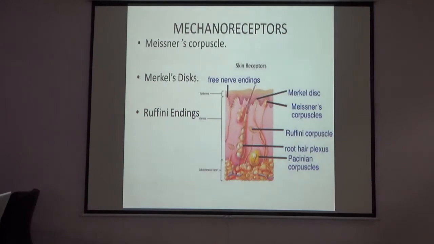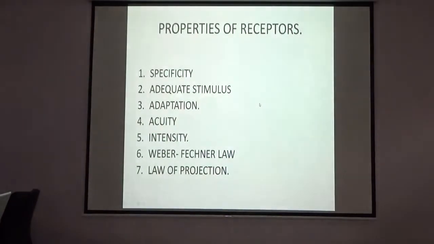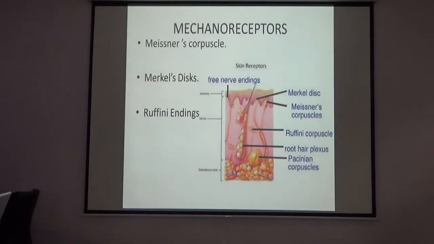Then another type, which you can see by the name here, is Merkel's disc. Merkel's disc is the most superficial mechanoreceptor, present in the dermis of glabrous, that is hairless, as well as in hairy skin. And what is their function? They are slowly adapting, and sense touch and pressure. This is the diagram of the Merkel's disc.